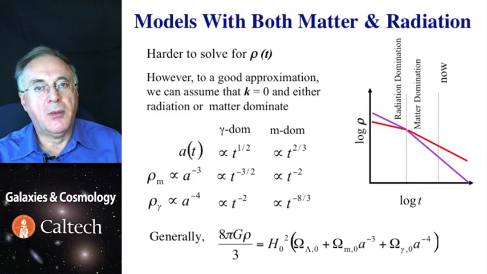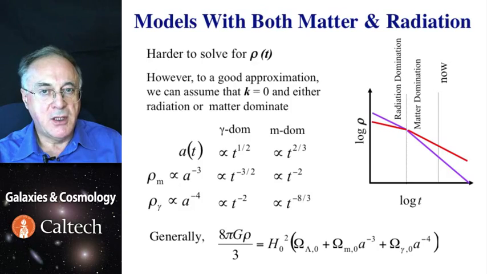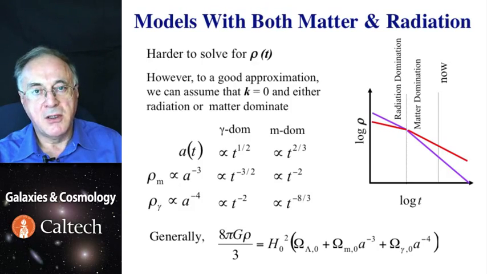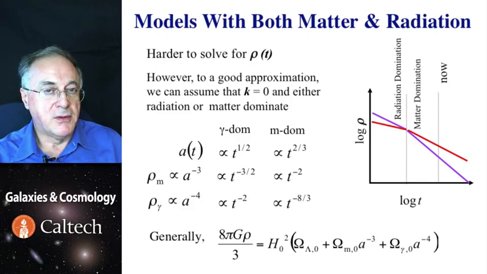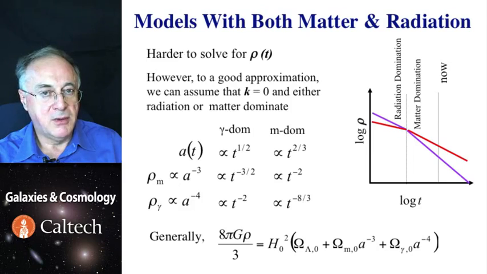Now let's look at models in which both radiation and matter are present. And if their energy density is much higher than the energy density of the dark energy, which is certainly true in the early universe, then this is a perfectly good description of the early universe. The rigorous solution for the density as a function of time will be a little more difficult, but we can do the following fairly good approximation. We can divide the history into time where radiation is dominant and when the matter is dominant.